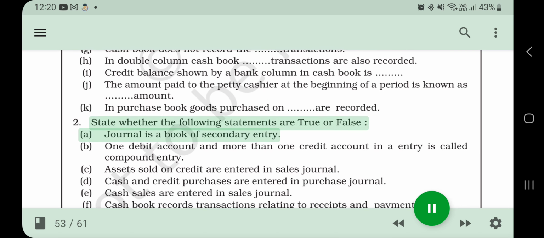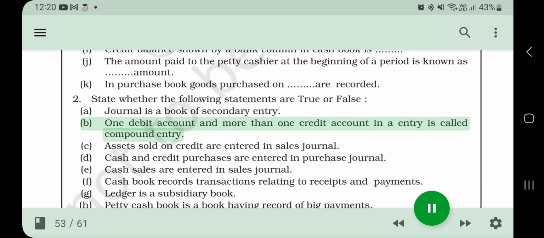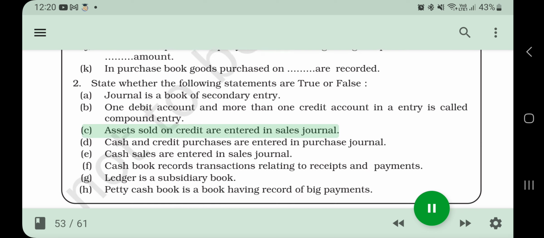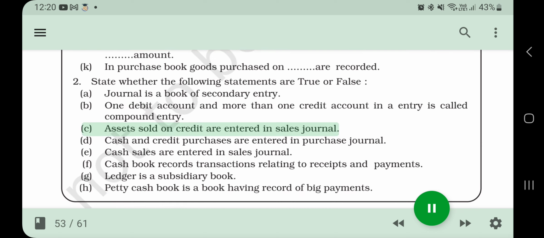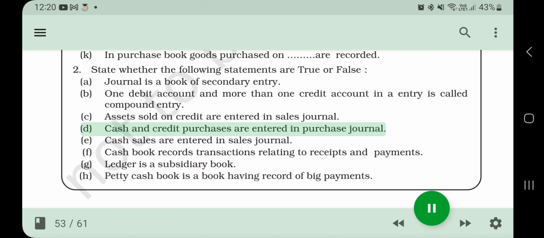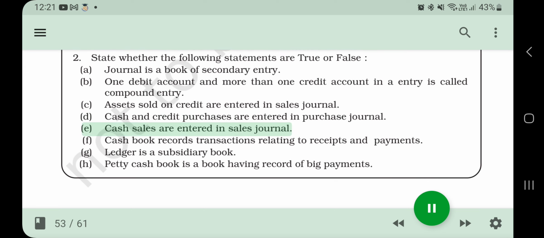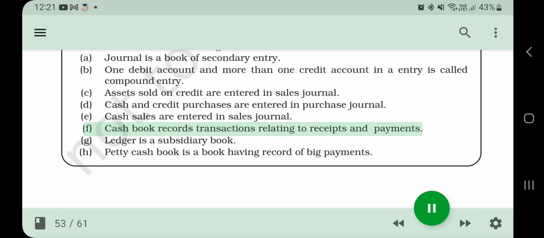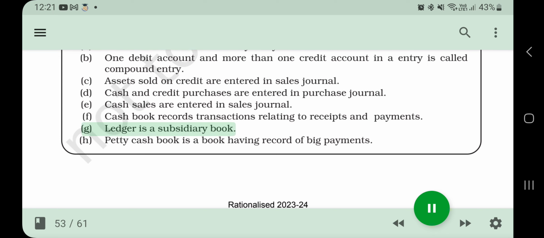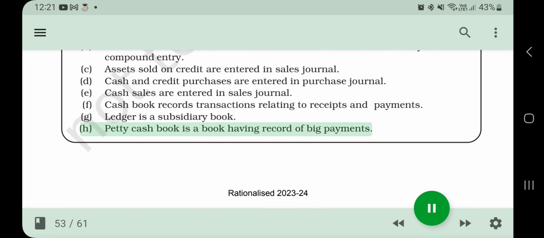2. State whether the following statements are true or false. A. Journal is a book of secondary entry. B. One debit account and more than one credit account in an entry is called compound entry. C. Assets sold on credit are entered in sales journal. D. Cash and credit purchases are entered in purchase journal. E. Cash sales are entered in sales journal. F. Cash book records transactions relating to receipts and payments. G. Ledger is a subsidiary book. H. Petty cash book is a book having record of big payments.